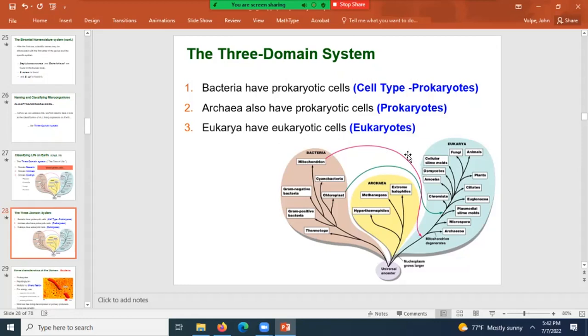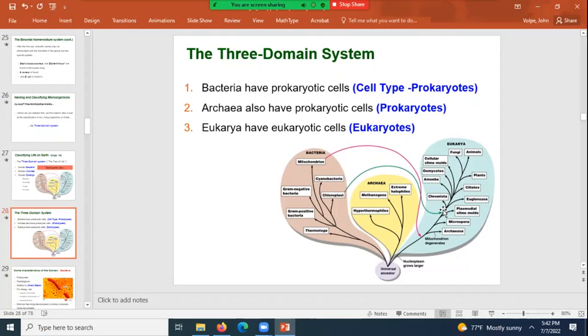These are fundamentally different, the cell type. A prokaryote cell doesn't have a nucleus, doesn't have membrane-bound organelles, and chemically it's a little simpler and structurally a simpler cell than a eukaryote cell, which does have a nucleus and membrane-bound organelles.